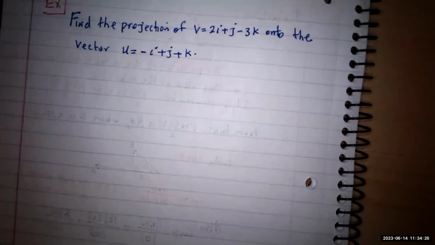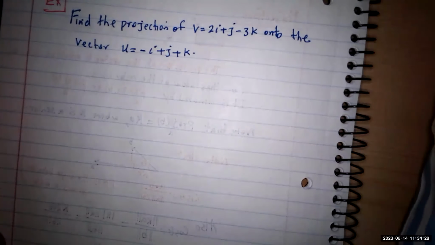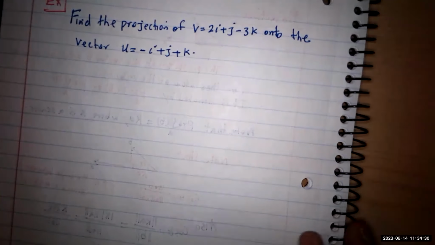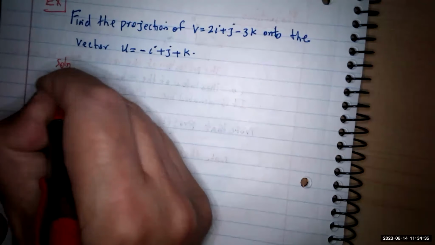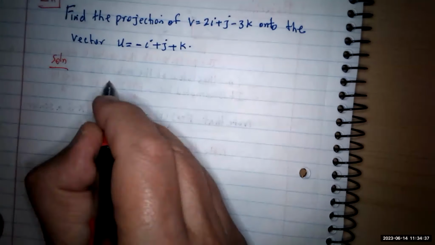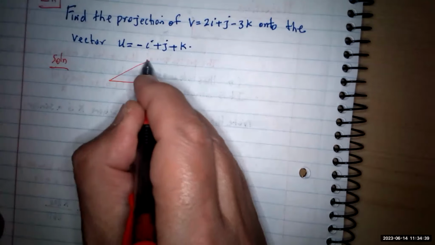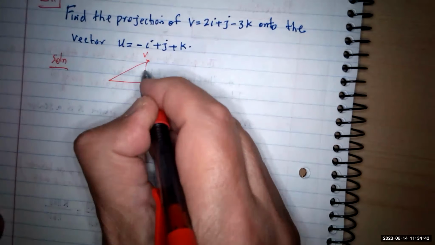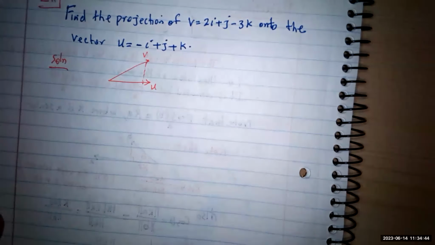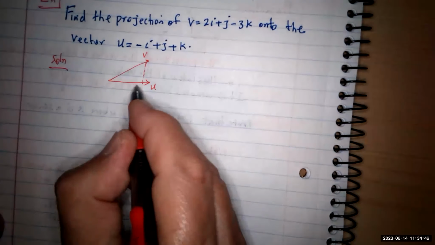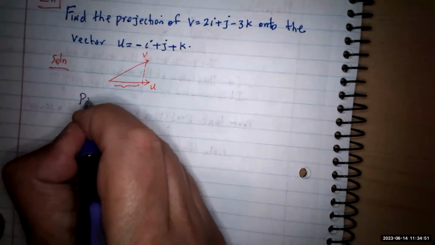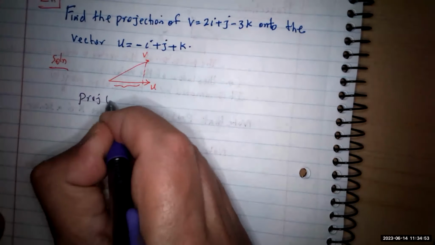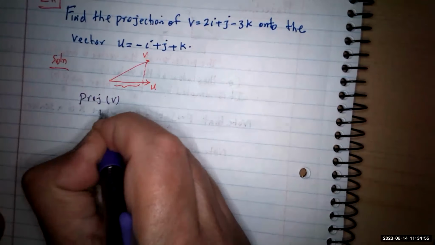Okay, so make sure you get the formula all right. This is going to be the solution. So basically you have the V here and projected onto the U. So this is the part. Your formula is going to be: you would like to find the projection of V onto U.